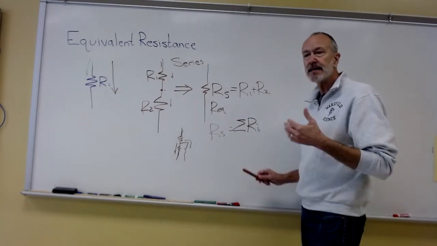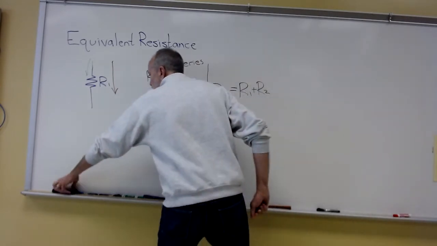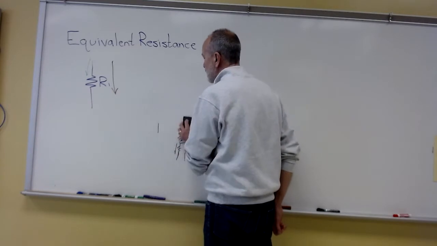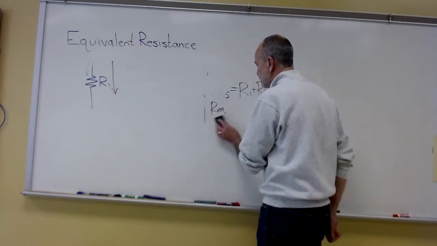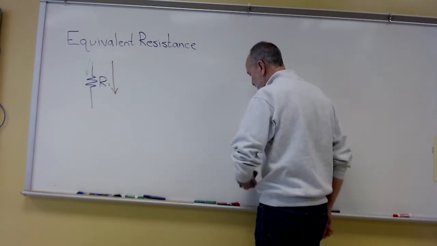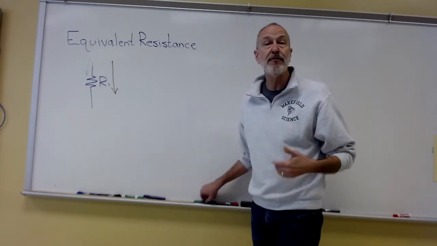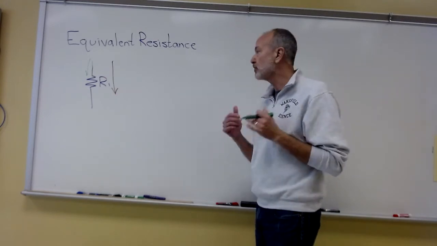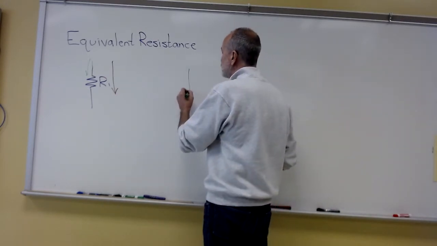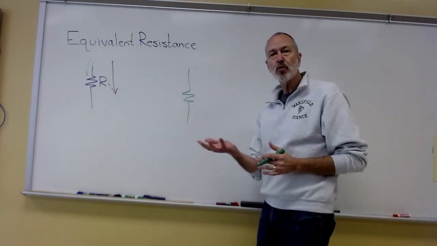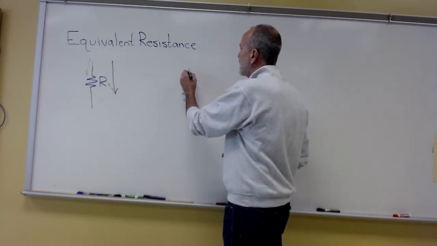Okay? A slightly more difficult case is when we have parallel resistances. And parallel, if you've talked about voltage difference, parallel have the same voltage difference across them. For those of you that haven't had voltage difference yet, if I have a resistor like this, parallel is providing an equivalent path off to the side.